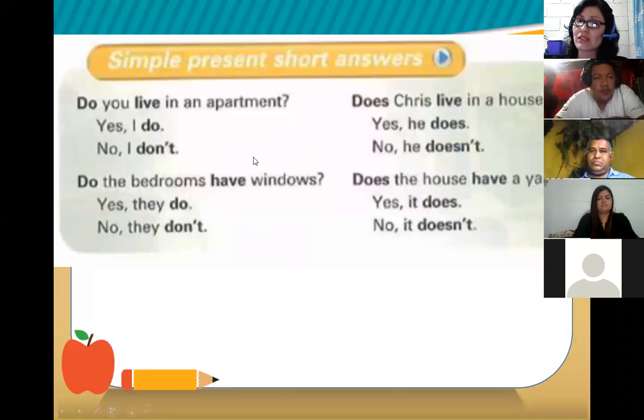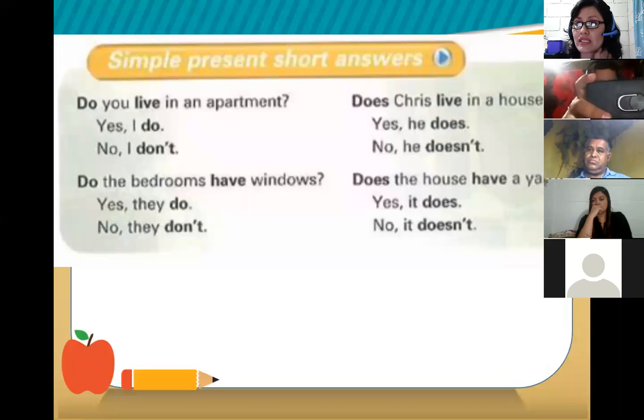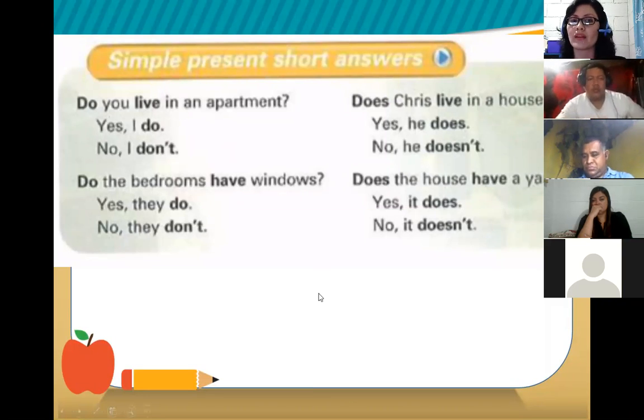Now, this information, guys. These are the questions that we can ask whenever we're talking about a house, right? It says, do you live in an apartment? No, I don't. Or yes, I do. Do the bedrooms have big windows? Yes, they do, or no, they don't. Does Chris live in a house? Yes, he does, or no, he doesn't. Does the house have a yard? Yes, it does, or no, it doesn't. Okay, so actually that's going to be the formula.